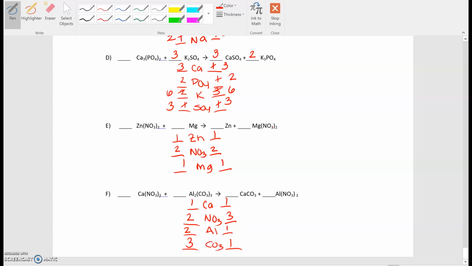If I want to balance something, something I can do would be balancing my aluminum. That's 2 aluminums now, because that's 2 times 1, but that's 2 times 3 nitrate, which is 6. Put a 3 here, give me 3 calciums. 3 times 2 nitrates, which is 6.